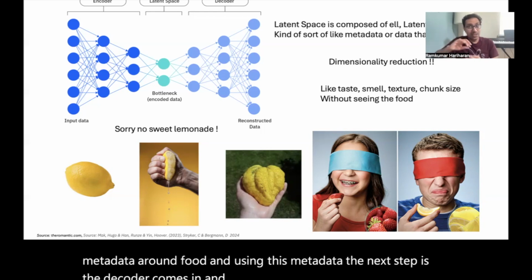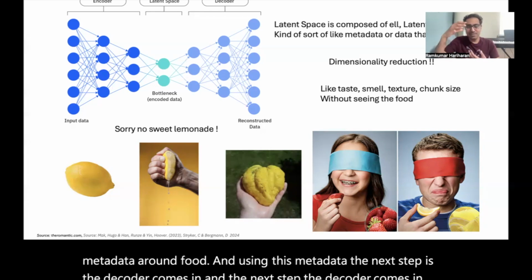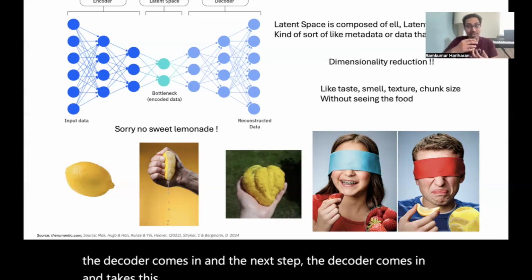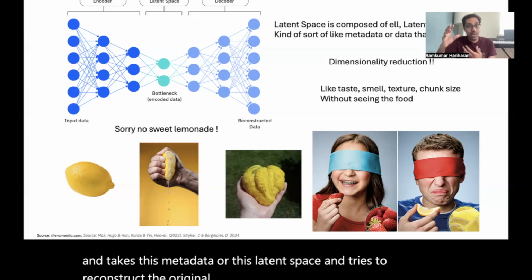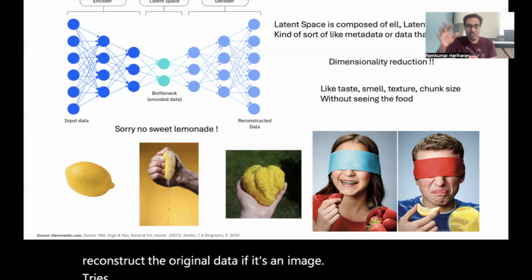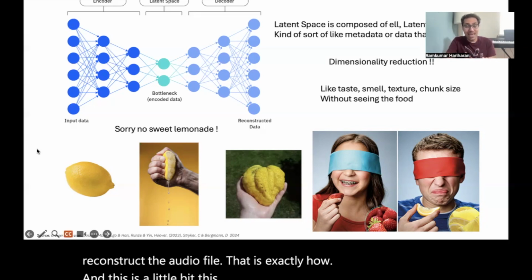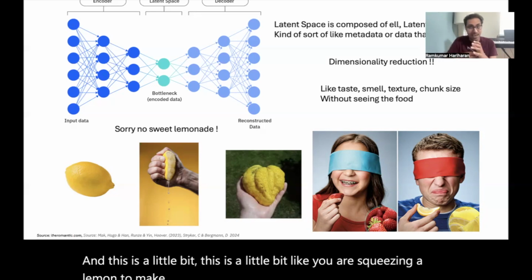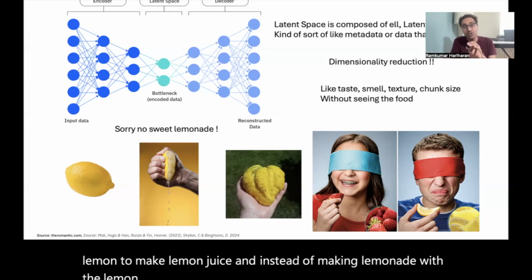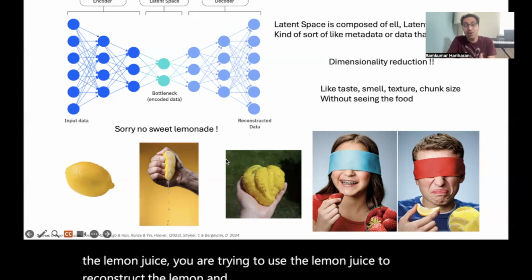The next step, the decoder comes in and takes this metadata or this latent space and tries to reconstruct the original data. If it's an image, it tries to reconstruct the image. If it's an audio file, then it tries to reconstruct that. This is a little bit like you are squeezing a lemon to make lemon juice, and instead of making lemonade with the lemon juice, you are trying to use the lemon juice to reconstruct the lemon, and as you can see, you are ending up with a mangled version of the lemon.